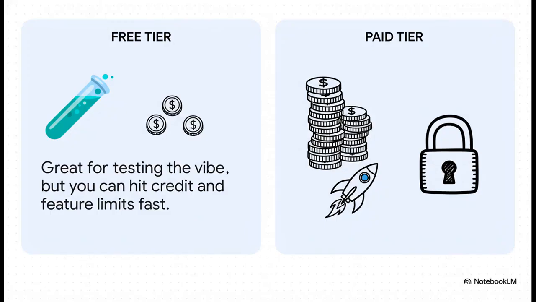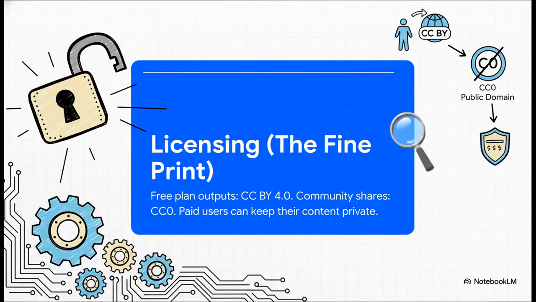So how do you pay for all this? It's a credit-based system. The free tier is awesome for just playing around and seeing if you like it, but it's pretty limited. If you're going to use this for actual work, you'll probably need to jump on a paid plan to get more credits, get your models generated faster, and, this is the big one, to keep your work private. And please, please, please do not skip the fine print on licensing. This stuff is super important.